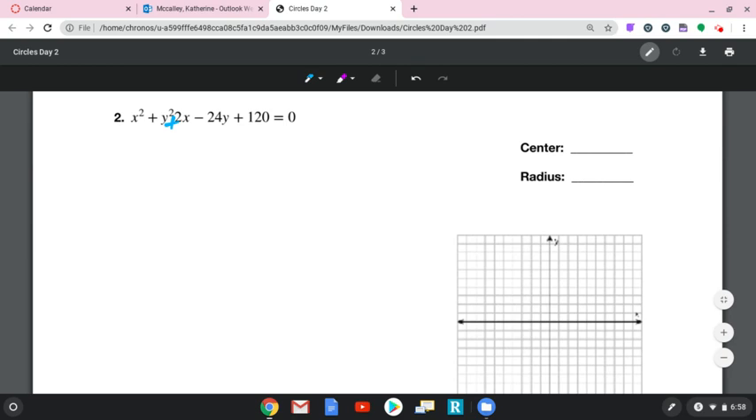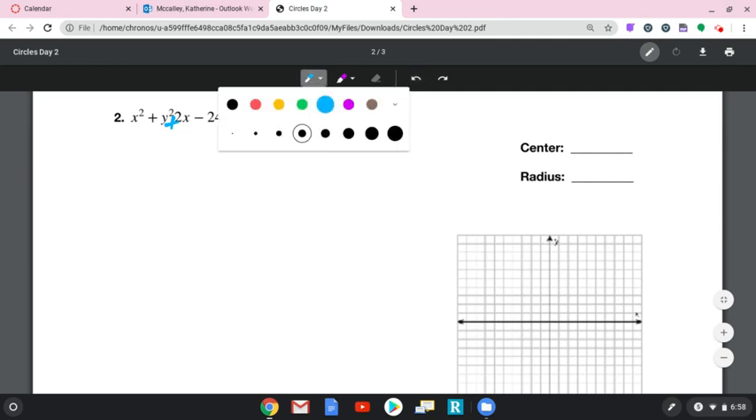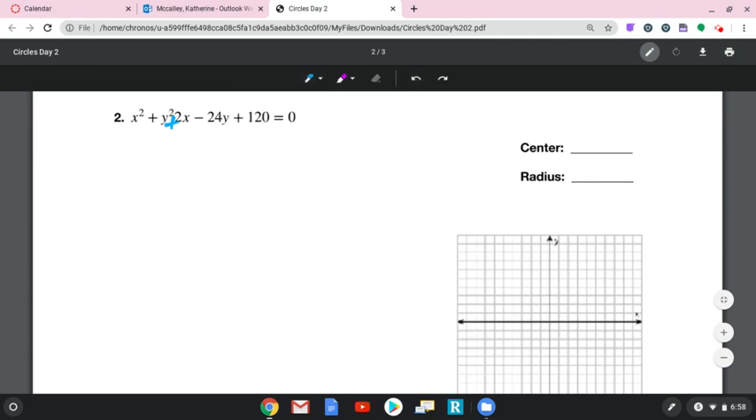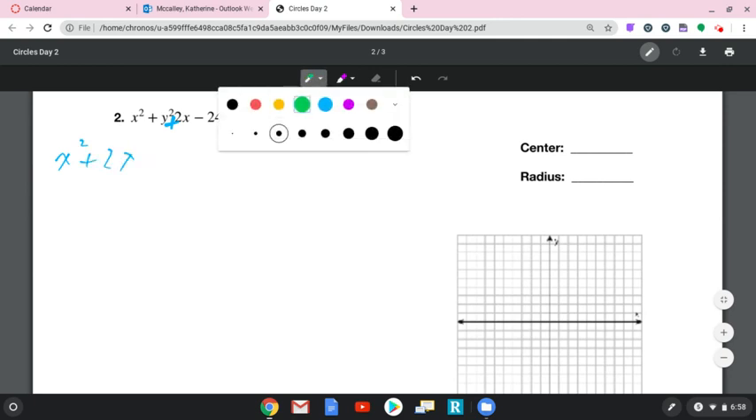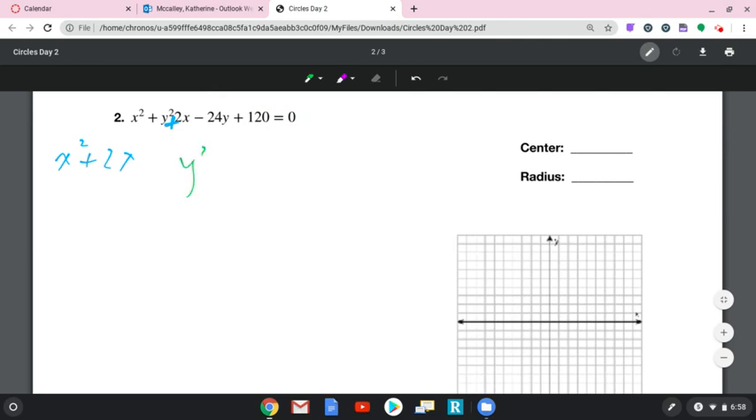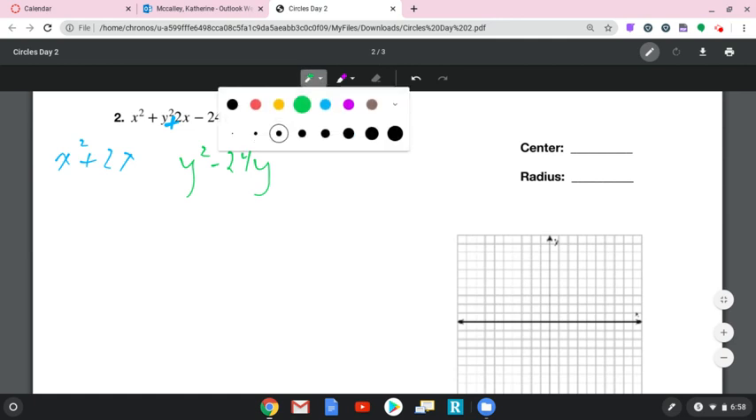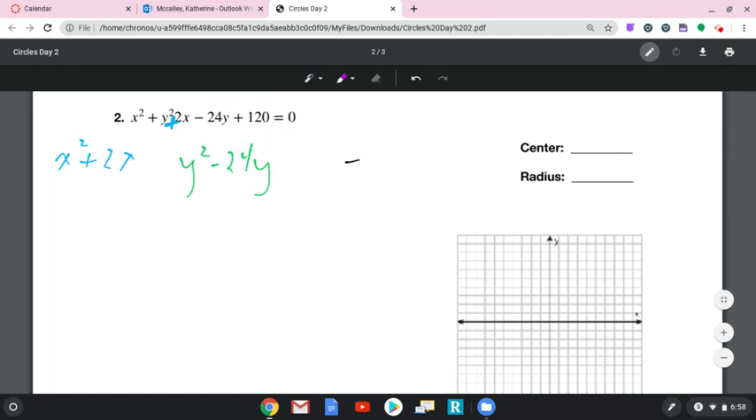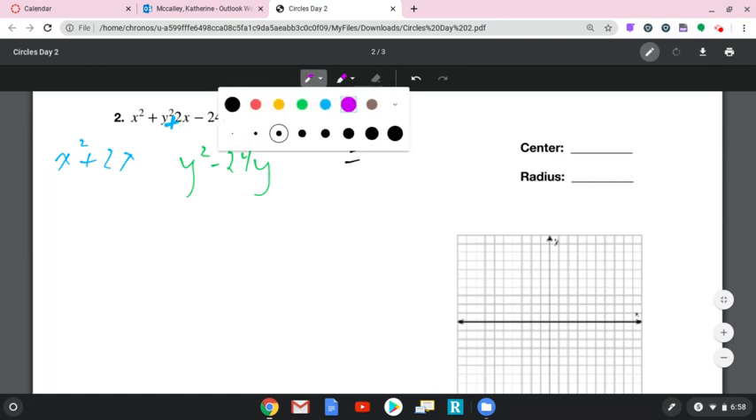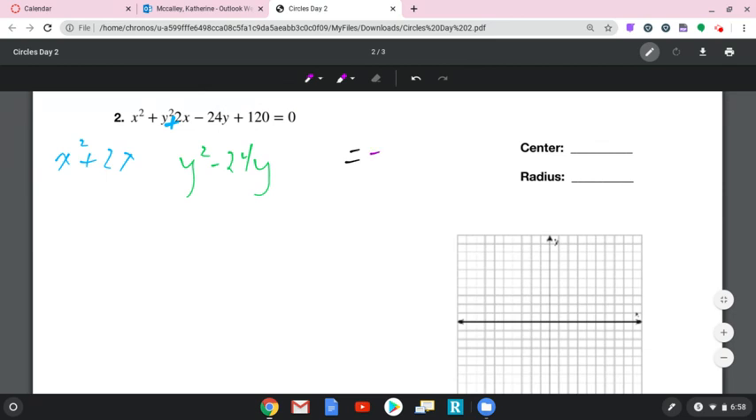So that means when I rewrite this, let's start writing it. I have my x terms first. So I have x squared plus 2x, and I'm going to leave a space. Then I'm going to do my y terms, and I'm going to have y squared minus 24y. And then again, we are going to move the constant to the opposite side. So if I move a positive 120, that will be a negative 120.